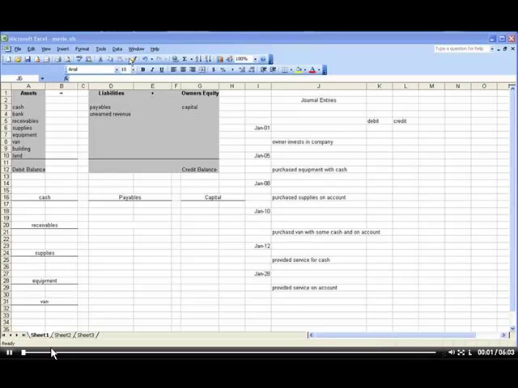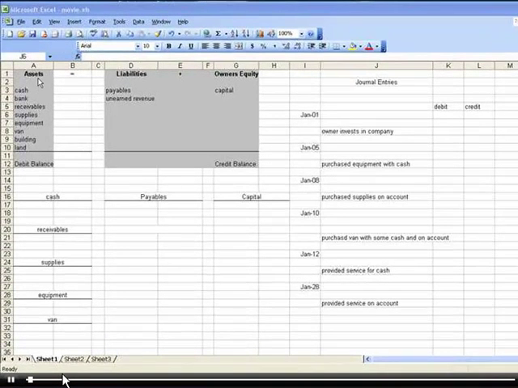Start with the basic accounting equation here. Assets equals liabilities plus owner's equity. Here is a list of some of the common assets: cash, otherwise known as bank, any kind of account receivable, supplies, equipment, van, building, land.